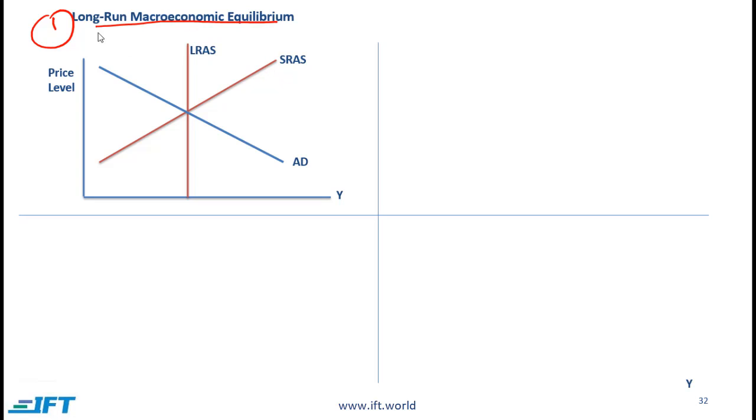We say we are at long-run macroeconomic equilibrium if the short-run equilibrium point, which is given by the intersection of aggregate demand and short-run aggregate supply, is on the long-run aggregate supply curve. Notice, as I've said several times, this is the natural level of output. When we are here, the economy is at full employment, or we can say that unemployment is at its natural rate.